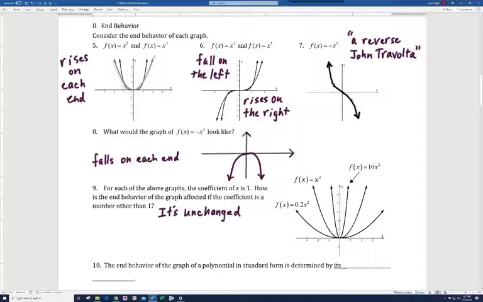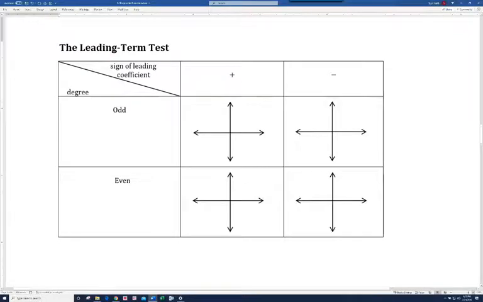In number 10, it says the end behavior of the graph of a polynomial in standard form is determined by its leading term. All right, so let's talk about that in more detail. So our end behavior for a polynomial function is going to be determined by the leading term. All right, so let's move on to the next slide. And so this is sometimes called the leading coefficient or the leading term test. And so let's discuss it in more detail.